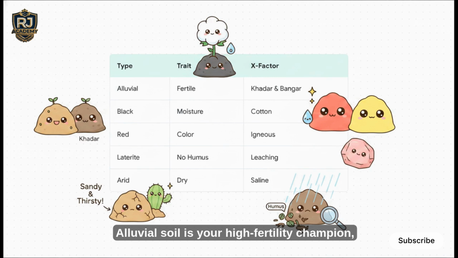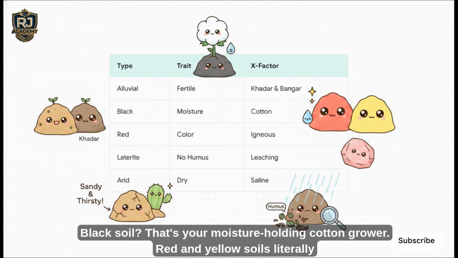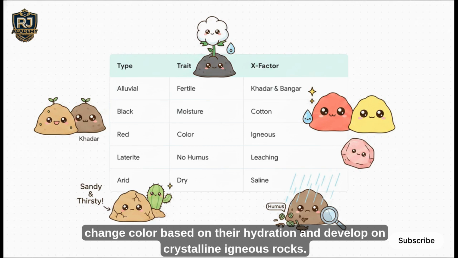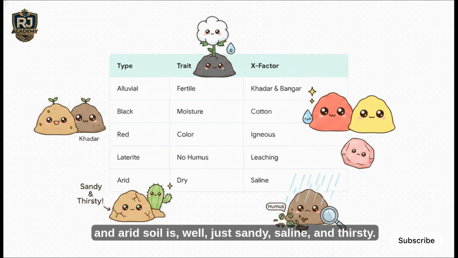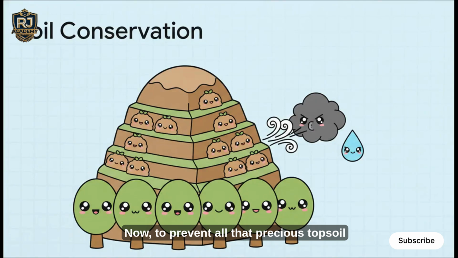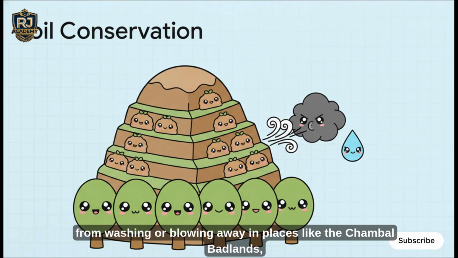Alluvial soil is your high fertility champion, and it's split into New Khadar and Old Bangar. Black soil, that's your moisture-holding cotton grower. Red and yellow soils literally change color based on their hydration and develop on crystalline igneous rocks. Laterite lacks humus because it gets intensely leached by heavy rain, and arid soil is, well, just sandy, saline, and thirsty.